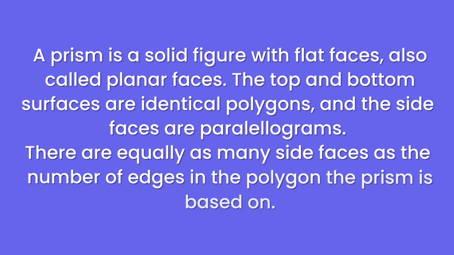A prism is a solid figure with flat faces, also called planar faces. The top and bottom surfaces are identical polygons, and the side faces are parallelograms. There are equally as many side faces as the number of edges in the polygon the prism is based on.